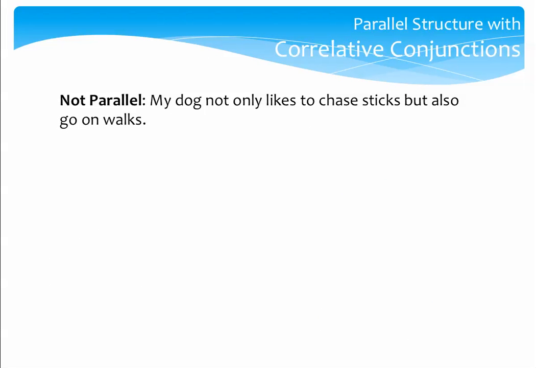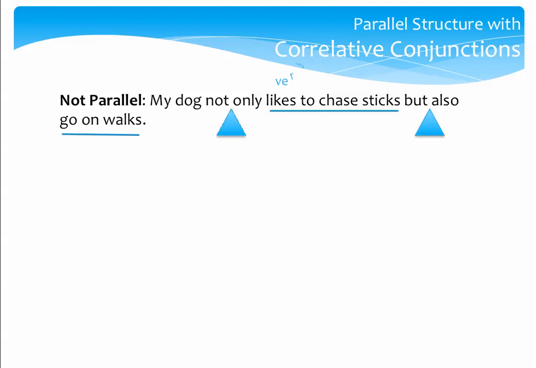So here's an example of a sentence that is not parallel. My dog not only likes to chase sticks, but also go on walks. I've seen versions of this many times. In fact, this is one of the most common errors that I see in student writing, when they don't make the not only, but also parallel. Because I have correlative conjunctions, I'm really balanced around two elements. So first I want to find the correlative. Then I'm going to underline what's being joined by the correlative. Likes to chase sticks, and then go on walks.